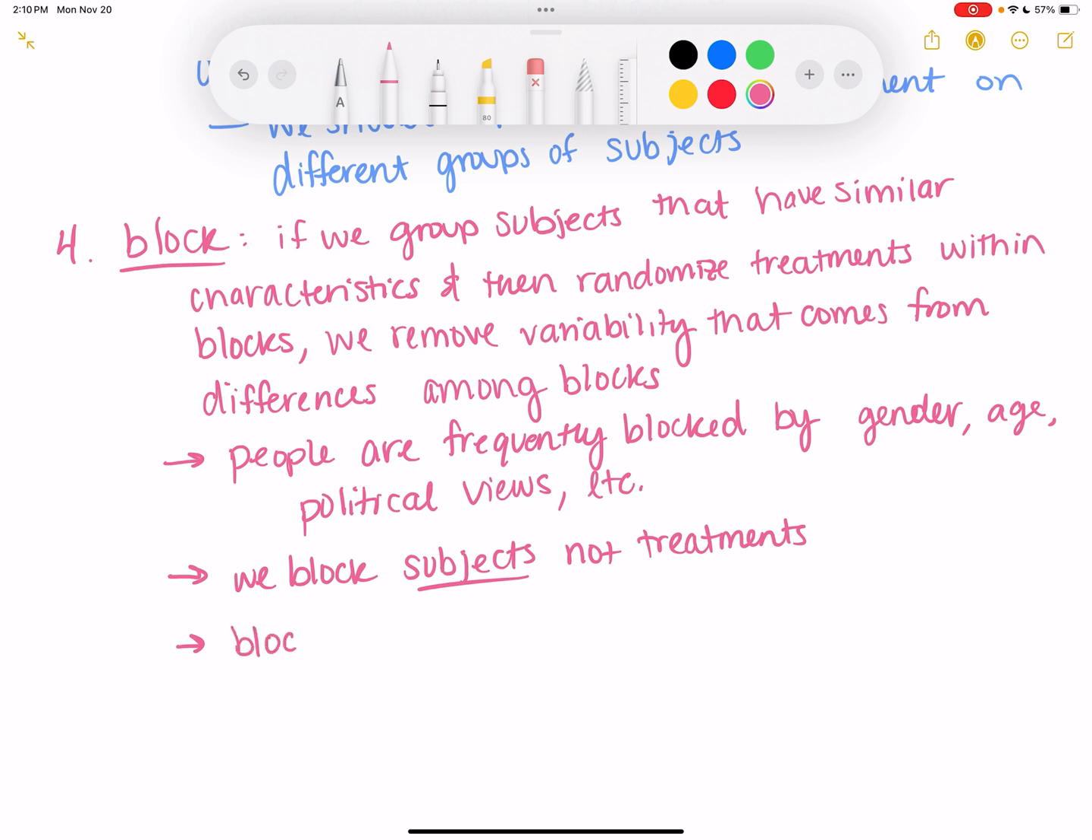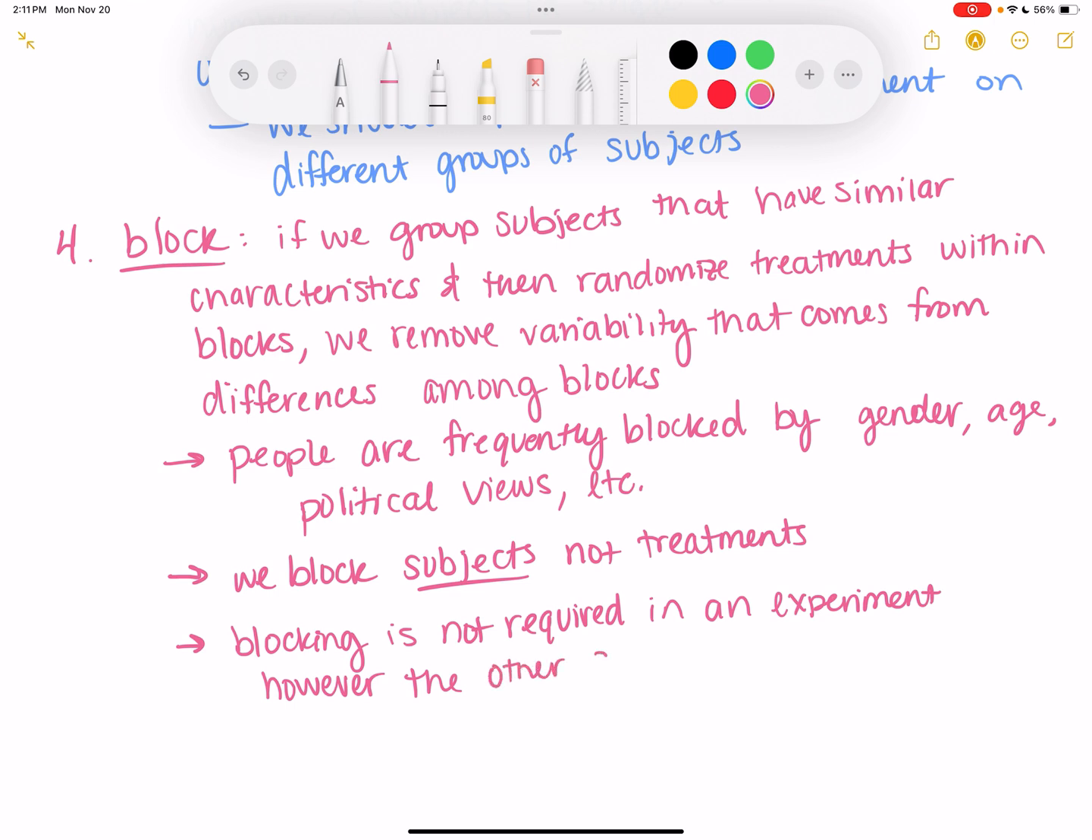Blocking is not required, but highly encouraged. No, I'm just kidding. In an experiment, however, the other 3 are required. So replication, randomization, and control are required, but blocking is not. However, it does often occur, and it's good to have.